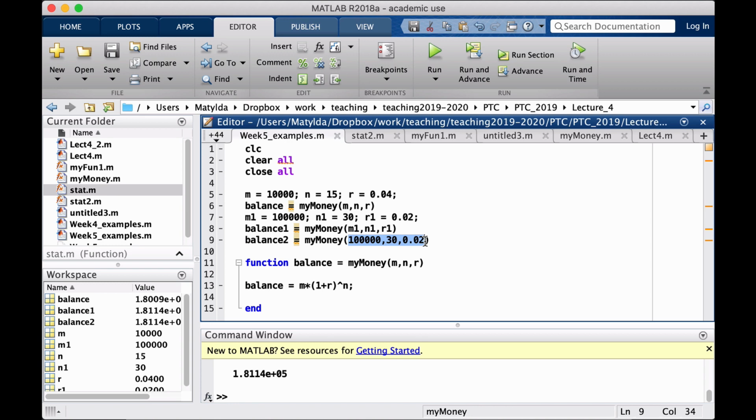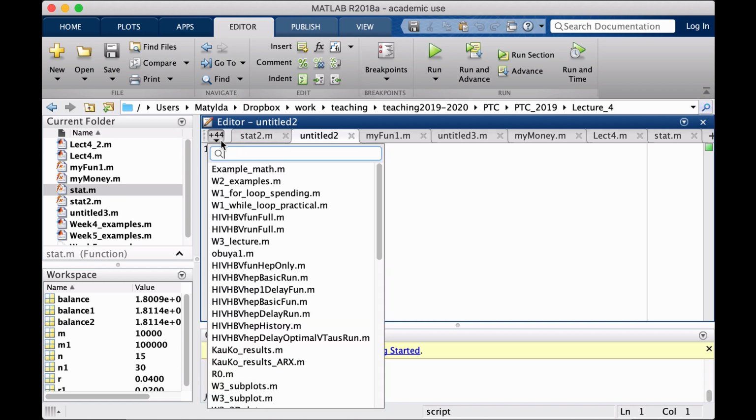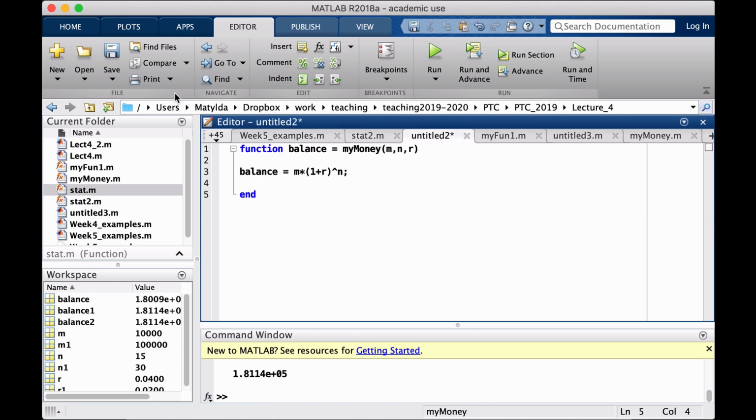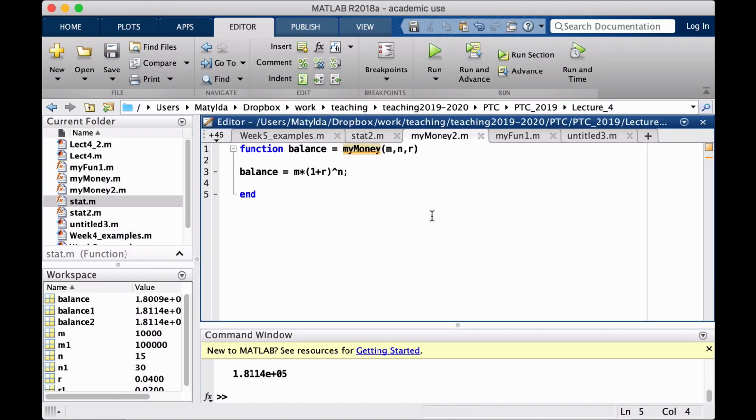And the second way to make and use a function is when it is defined as a separate file. So now I'll make a new file, and I will copy into it that function, so only the function in here. Then I'll save it. I'll save it with a bit different name so that you can see it works.